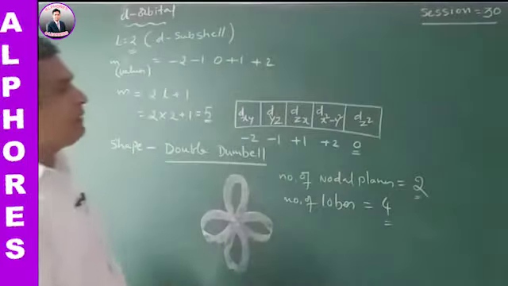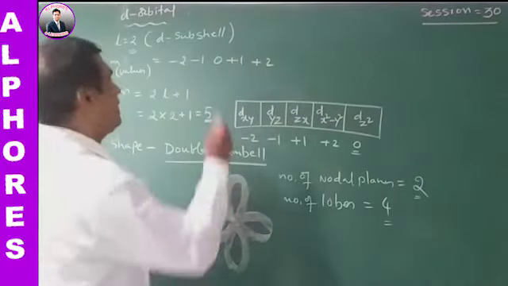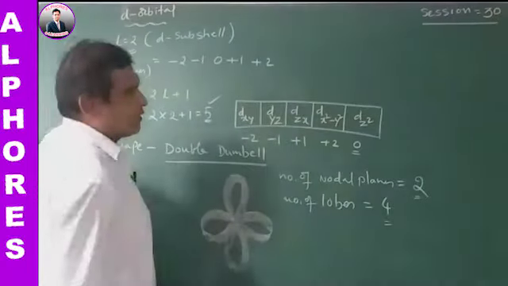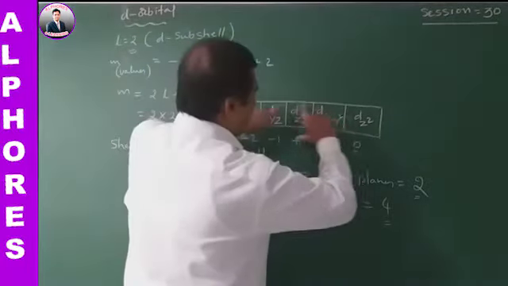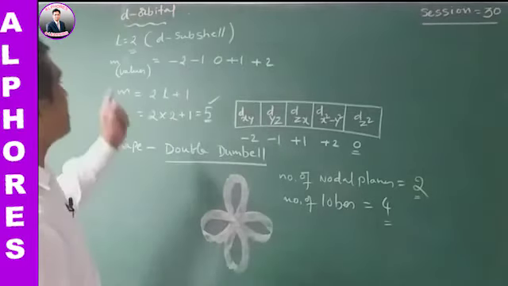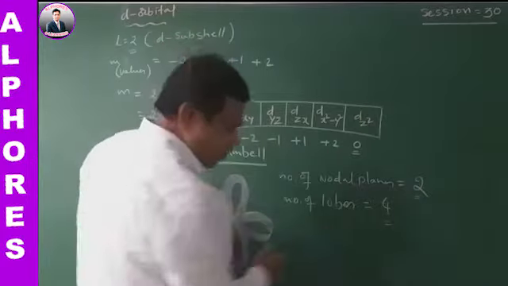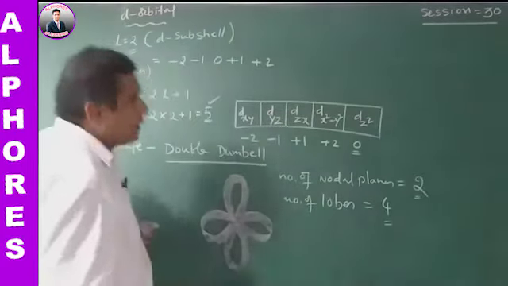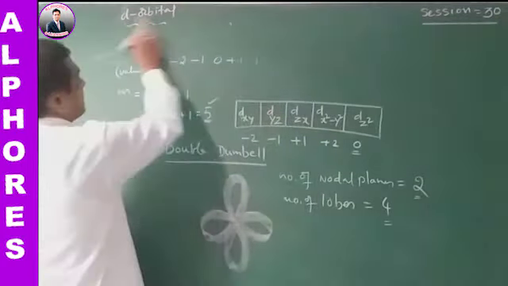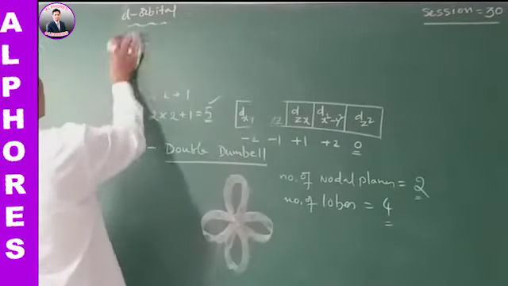Okay, it is a double dumbbell orbital. Right, so how many d orbitals are there? Total d orbitals are 5. The designations of the d orbitals we have given clearly, right? Next we have to move towards the diagrammatic explanation of the 5d orbitals.